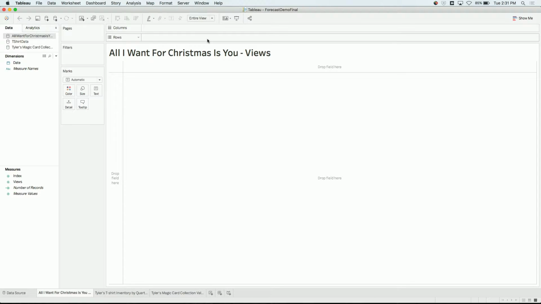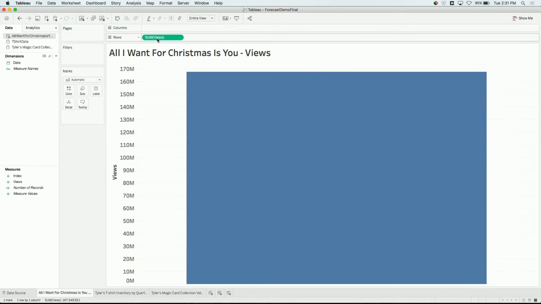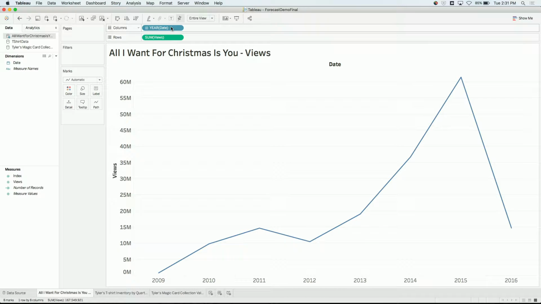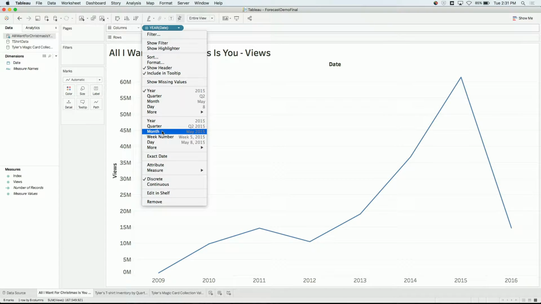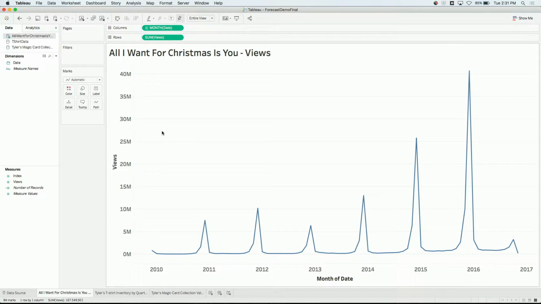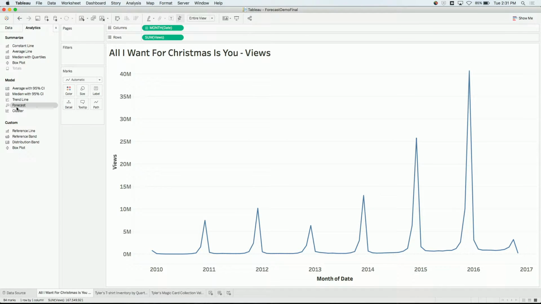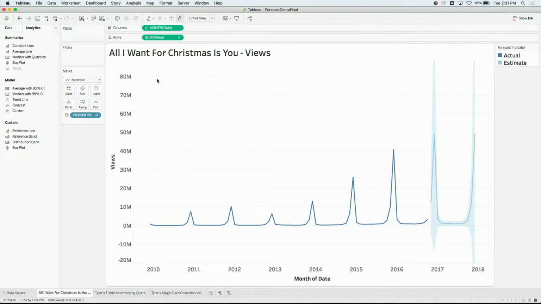So here's the data. I pulled it right off of YouTube. Let's place the total number of views on rows. That's the total number of times that All I Want for Christmas Is You has been played, that we have data for. Then I'm going to drag out date. And remember, I want to know how many times it'll be played in December of 2016. So let's take this down to the month level. Okay, so it's very similar to the image that I had before. From the analytics pane, I'm going to choose forecast, drag it out, and boom. Tableau gave me a forecast. We didn't have to choose a model. We just got a forecast.